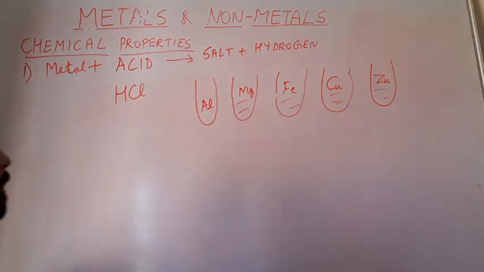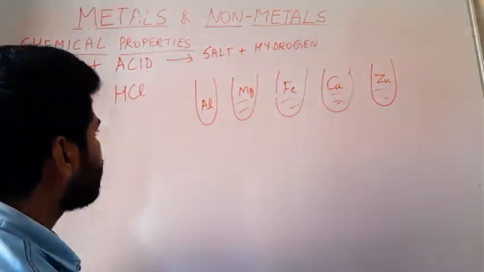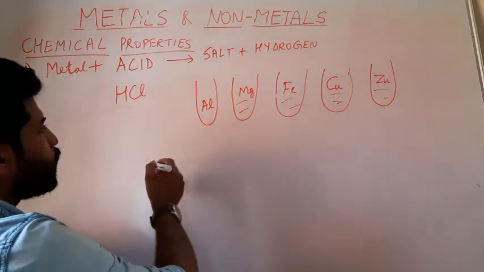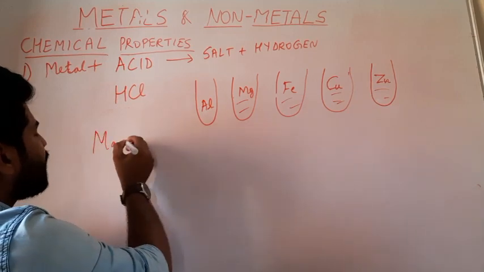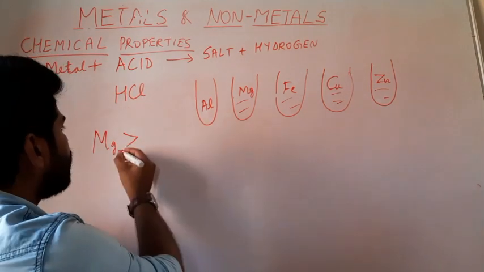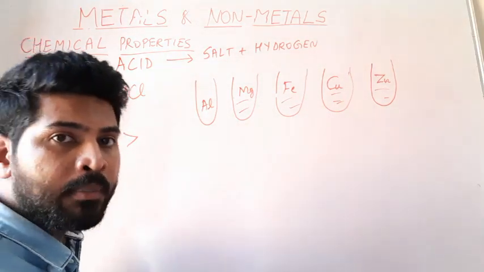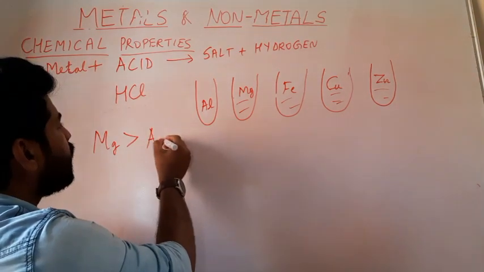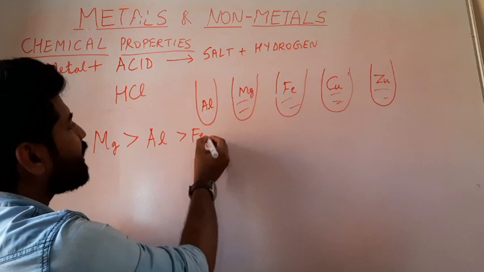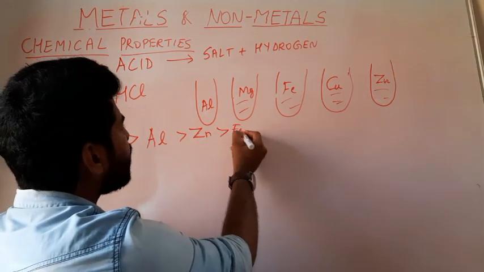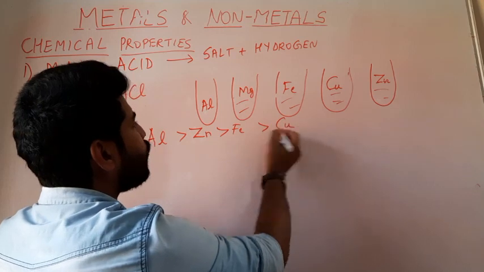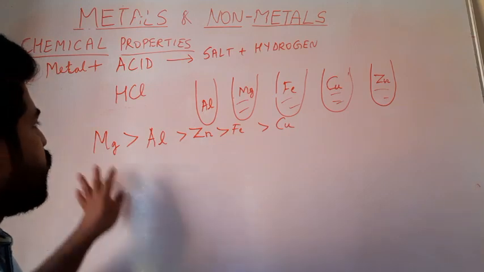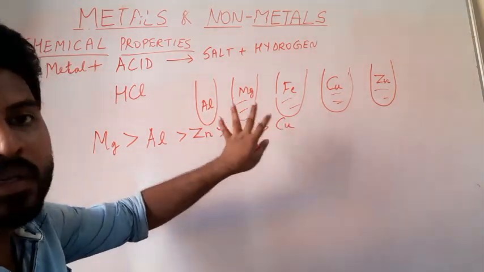So at the end of this activity, we can conclude that each metal reacts differently with acid. In the magnesium test tube, the temperature measured is very high and bubbles formed are also more in number. So magnesium is more reactive than aluminium. Aluminium is more reactive than zinc. Zinc is more reactive than iron, and iron is more reactive than copper. So this is what we understand from this particular reaction.